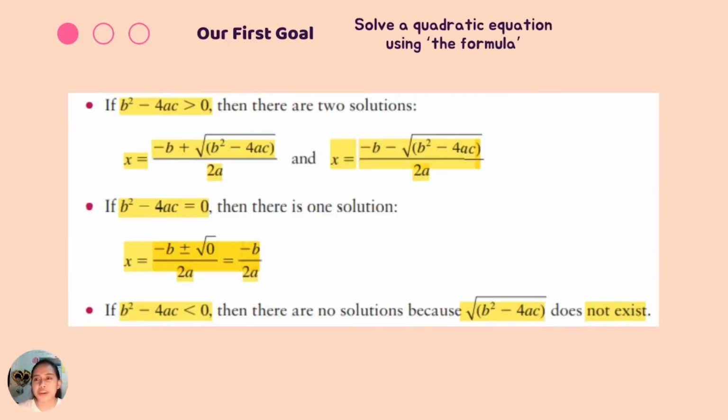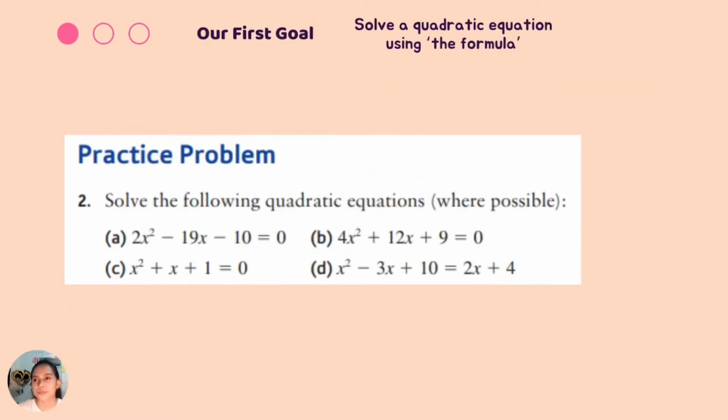If b squared minus 4ac is greater than 0, then there are two solutions: x equals negative b plus the square root of b squared minus 4ac over 2a, and x equals negative b minus the square root of b squared minus 4ac over 2a. If b squared minus 4ac is equal to 0, then there is one solution, x equals negative b plus or minus the square root of 0 over 2a, which equals negative b over 2a. And if b squared minus 4ac is less than 0, then there are no solutions, because the square root of b squared minus 4ac does not exist, just like how we answered a while ago.